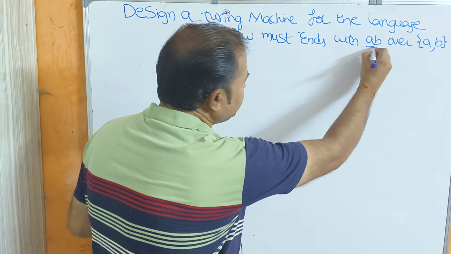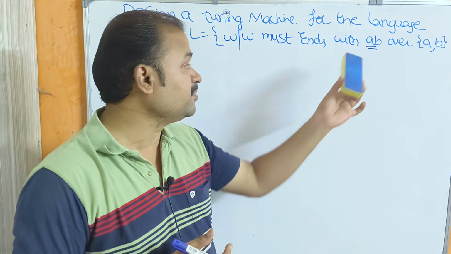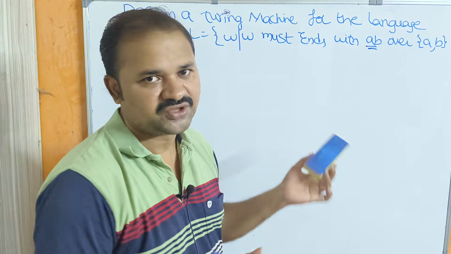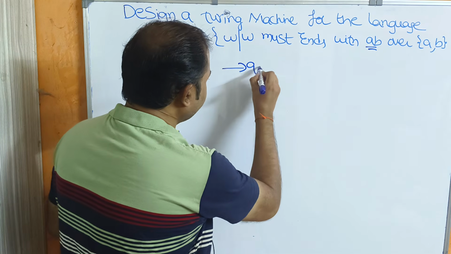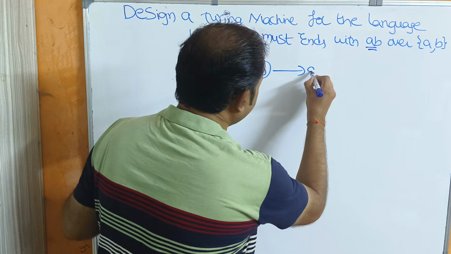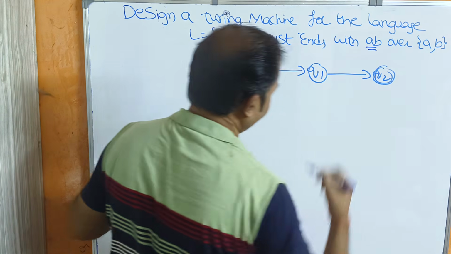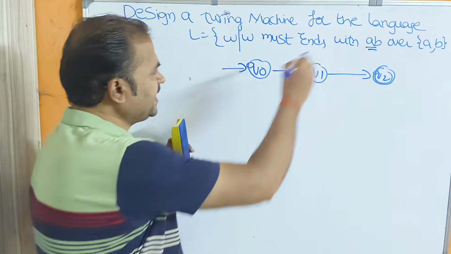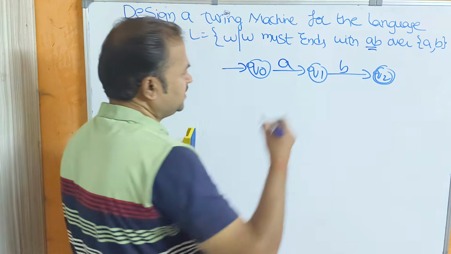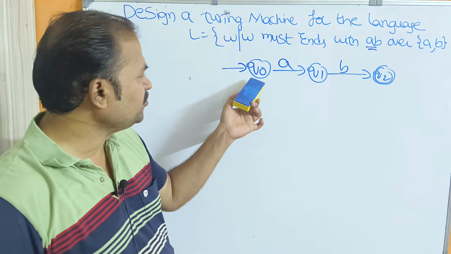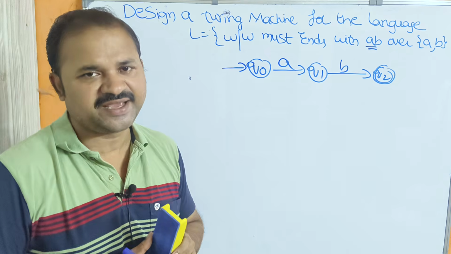So here the minimum string is ab, so the minimum length is 2 characters. So totally 2 plus 1, 3 states are needed. First one is the Q0 state, next one is the Q1 state, next one is the Q2 state, where Q2 is the final state. Here Q0, a, b is the strings ending with ab. So this is the DFA. On Q0 we have to apply b, on Q1 we have to apply a, on Q2 we need to apply a and b.